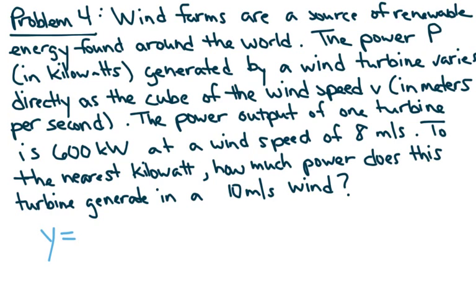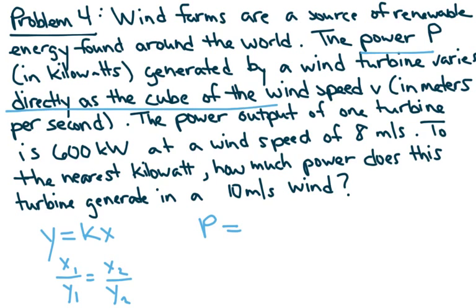So a review, y equals kx was direct variation. The nice thing about direct variation is it could be solved using a proportion. Call it x1 over y1 is equal to x2 over y2. The only thing is, this problem's a little bit different because it tells us that the power P is generated by the wind turbine and it varies directly as the cube of the wind speed V.